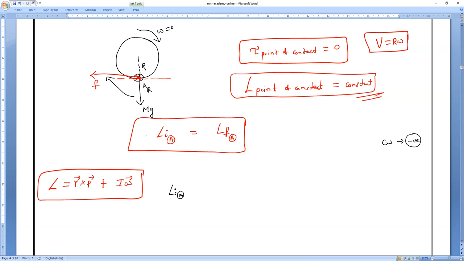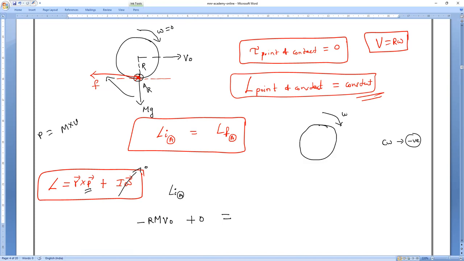All of you check it. Here R cross P, and I omega will become zero initially, so only this remains. Negative, capital R and mass. What do you mean by P? P means mass into velocity. What is the initial velocity? V naught. So minus R M V naught plus zero equals the final, after certain time.